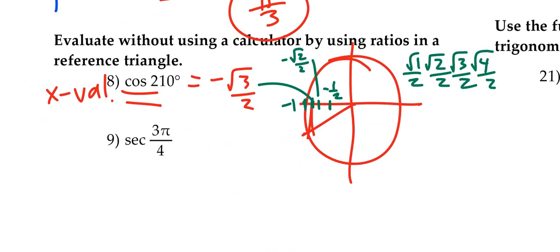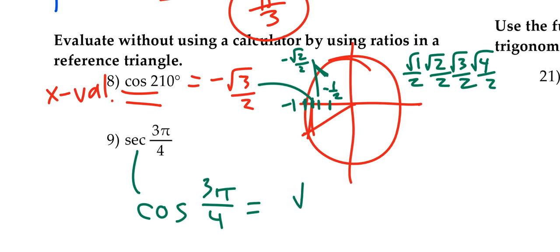How about the secant of 3 pi over 4? Secant goes with which trig function? Cosine. So we need the cosine of 3 pi over 4. 3 pi over 4 is in the middle of quadrant 2. What's the cosine of that? Is it radical 2 over 2? Okay, wait a sec. The cosine. I want the cosine first. Negative. And it's negative? Okay, so now answer this question.